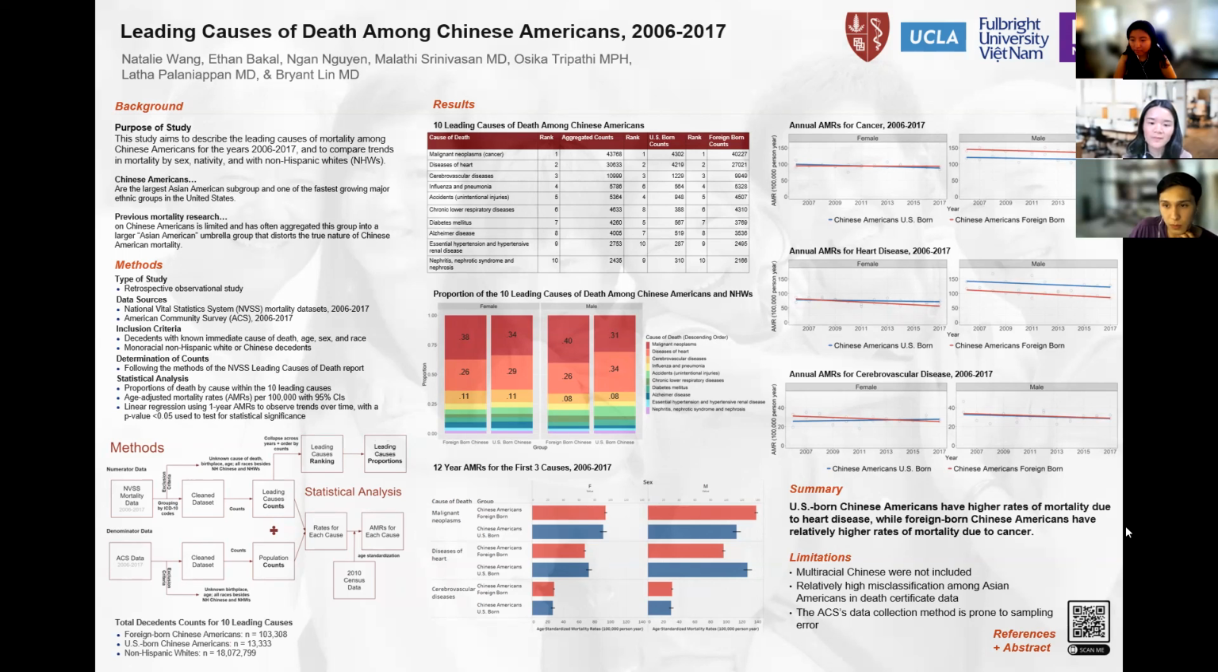And we identified 3 main limitations of our study. First, multiracial Chinese were not included. Secondly, there is relatively high misclassification among Asian Americans in the death certificate data. And finally, the ACS data collection method is prone to sampling error, which we are working to correct for.